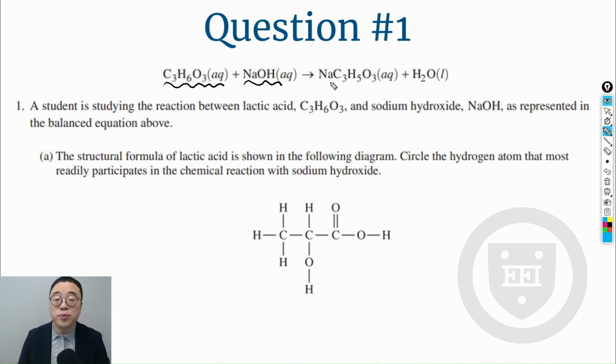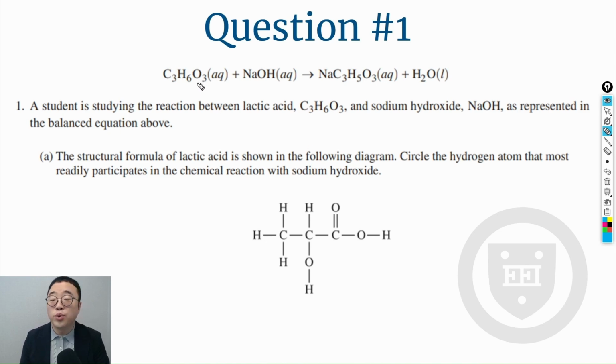And as a result, what we get is a weak conjugate base and water. So that's going to be a weak acid and strong base acid-base reaction, producing a weak conjugate base and water. Now, let's look at A. A structural formula of lactic acid is shown in the following diagram. Circle the hydrogen atom that most readily participates in the chemical reaction with sodium hydroxide.